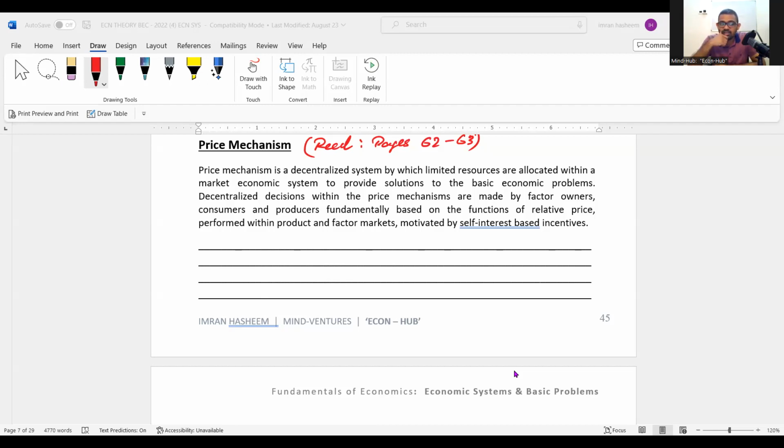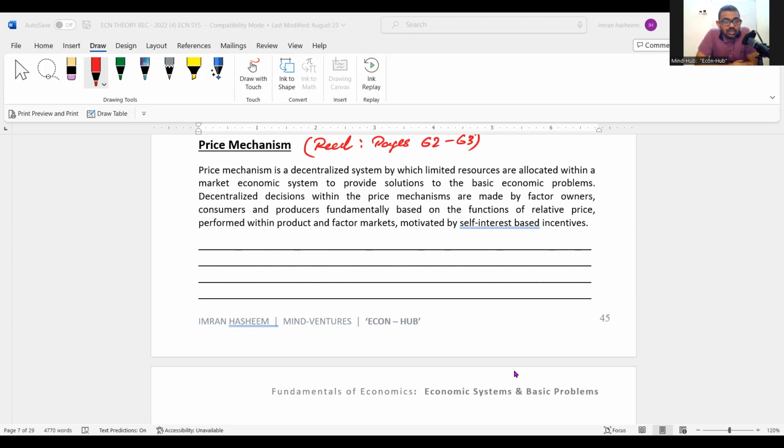Only when these three functions are performed can we expect price to do its job. We can expect the price mechanism to work. And your parents will decide what to buy, how much to buy, where to buy, right? All those consumer decisions, producer decisions. And when your parents and all consumers buy more of a product, it gives a signal that we are demanding that product.